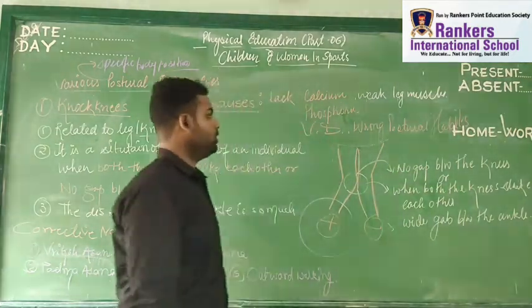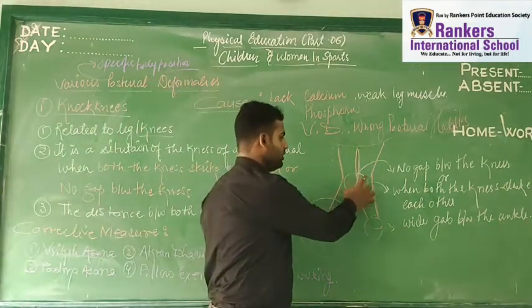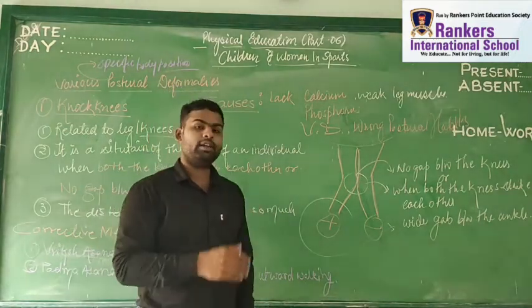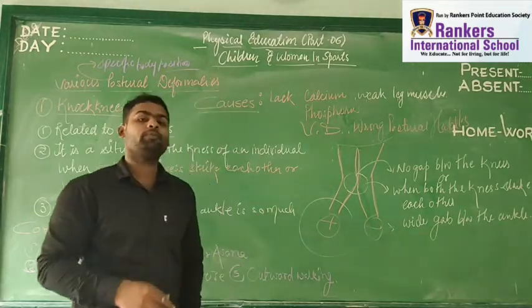The next thing we need to understand is this diagram. This diagram shows that both the knees strike each other and there is a wide gap between the ankles. Basically, you need to understand that these deformities can lead someone to trauma.